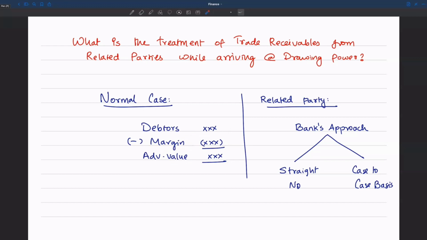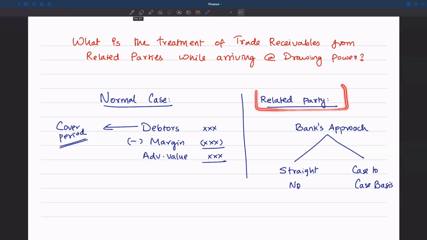And while considering the debtors, they will consider only those debtors that are within the cover period. Cover period is basically the credit period extended by that borrower to their customer, and that is what is considered in the loan assessment. So if they are giving an average credit period of 45 days, only that 45 to 60 days of debtors will be considered for arriving at the drawing power. Okay, that is the background. Now listen, in the normal case, debtors less margin gives advance value. This is how it will be done.